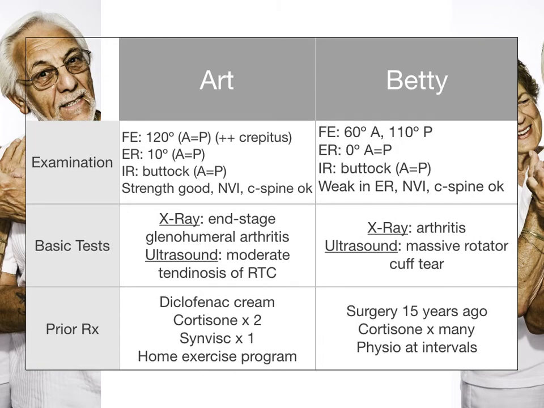Their clinical exams show some differences. Art has similar active and passive range of motion, while Betty shows a gap between active and passive range of motion. Betty's rotator cuff is largely deficient, while Art's is pretty much intact.